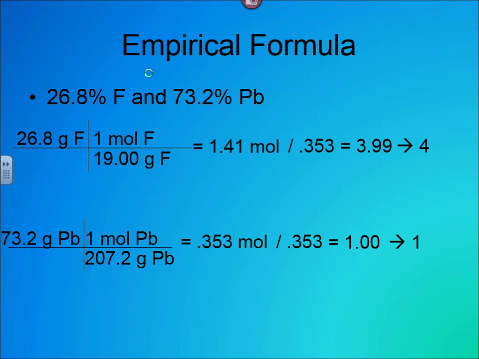Step 5, write your formula. Now you do have to decide which of those 2 elements will be listed first. The metal goes first. The positive charge goes first. So which comes first? Which one? Lead. Because lead is a metal and because lead has a positive charge. So there's 1 lead. And then how many fluorines do we need? 4. So your formula, which is your final answer, is PbF4.